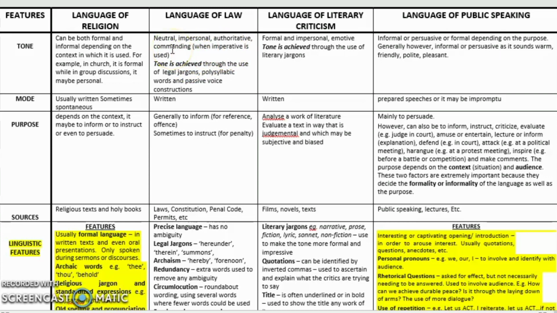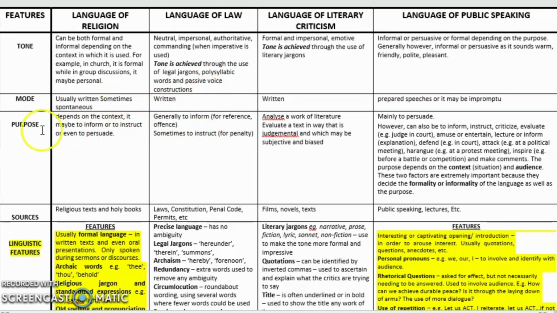So mix, pour: it usually requires that you do something, so it's commanding. It's in that word, commanding verbs. The tone is achieved through the use of legal jargons, polysyllabic words, and passive voice construction. Polysyllabic is where there are more than 2 syllables in the words, so environment or adjourned. Adjourned would probably be 2, but there are so many other examples that you can gather that have more than 2 syllables. So polysyllabic words and passive voice construction. Active is subject, verb, object, and passive is inverted, so it becomes the object first, verb, and then the subject. So that's what you mean by passive voice constructions.